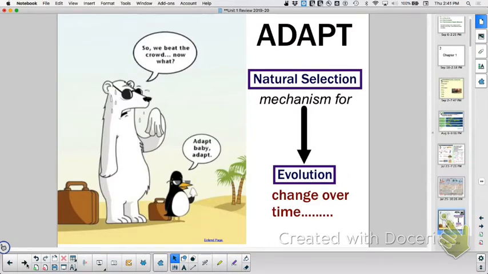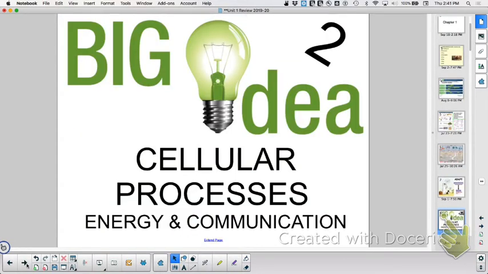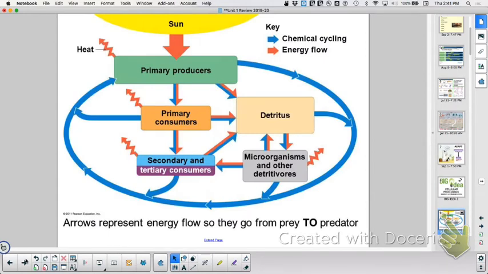Who has the best adaptations to survive in that environment, and you have to what? Reproduce. Good. All right. Big idea number 2, cellular processes. We talked that energy flows and chemicals what? Cycle. Energy flows and chemicals cycle.